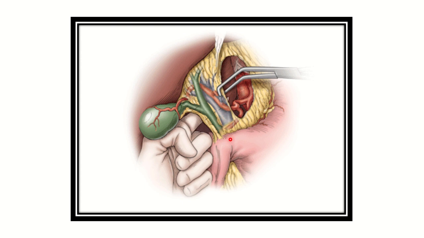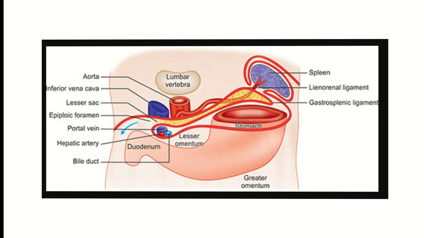In the anterior boundary of the epiploic foramen, the portal vein lies most posteriorly. On the other hand, the hepatic artery lies medially, and the common bile duct lies laterally. So this relation is very important. Portal vein lies posteriorly, hepatic artery lies medially, and the common bile duct lies laterally.